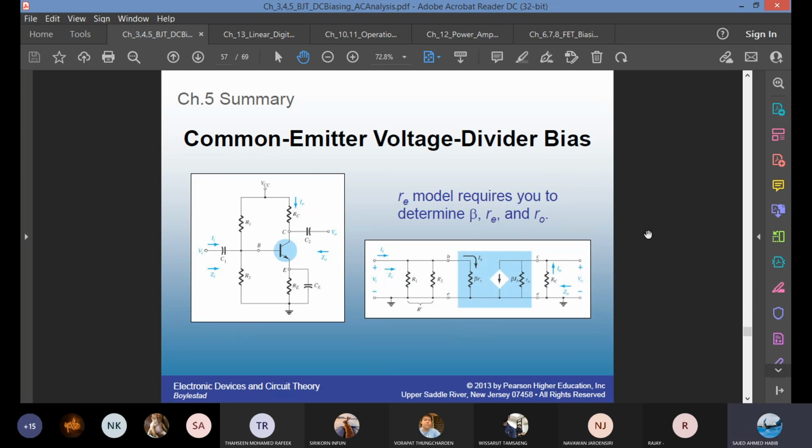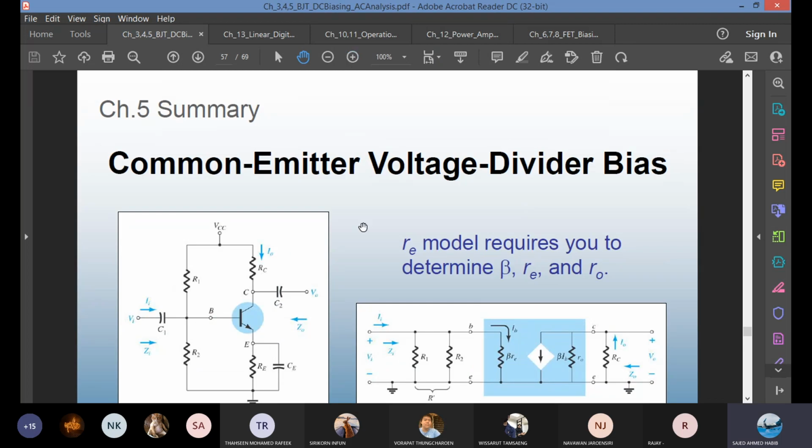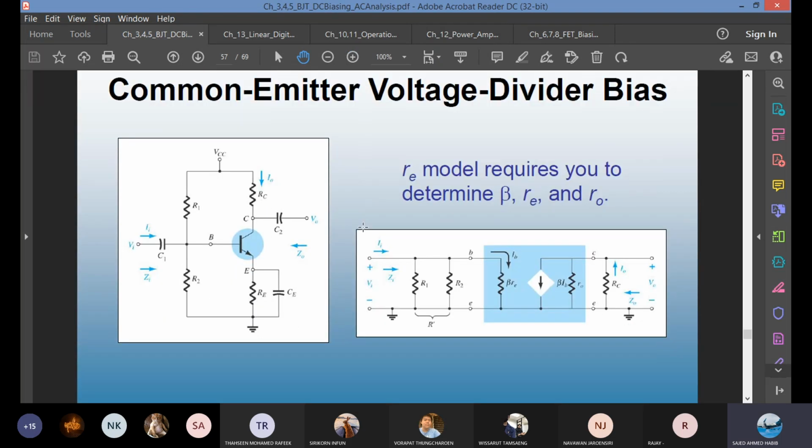For a voltage divider bias, it is the same. One thing you have to be careful about is when you short the capacitor, one of the resistors gets shorted out here. This is a bypass capacitor. The shorting of the capacitor also shorts out the RE. Because of this, for this circuit, there is no RE in the AC model. It is gone.